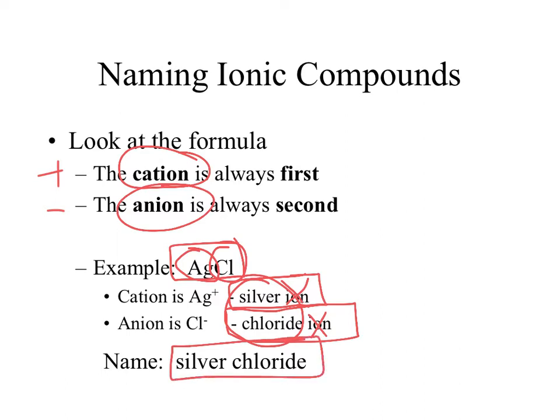Once you get that reference sheet down, it becomes very straightforward. You just look and say Ag, that's silver; chlorine, okay, we change it to chloride. Boom, that's what we're going to name it.